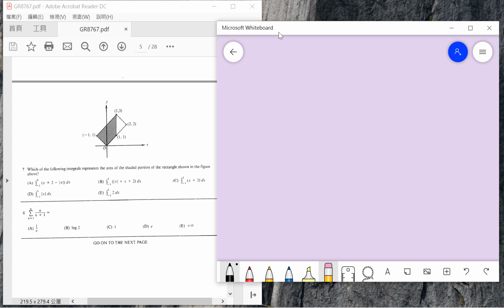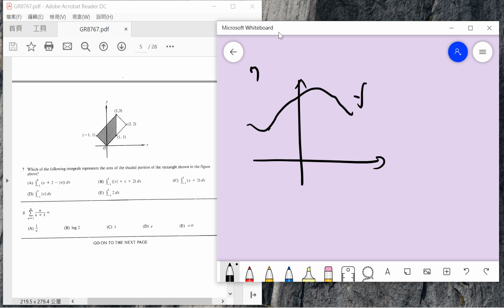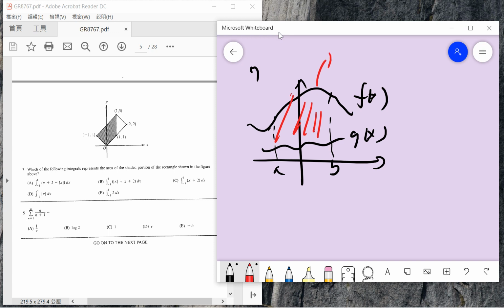Okay, so number 7. One important thing is if you have two functions, this is f of x, this is g of x, and then it's a and b. So the area is just the integral from a to b of f minus g dx. So this is the formula we want to use.